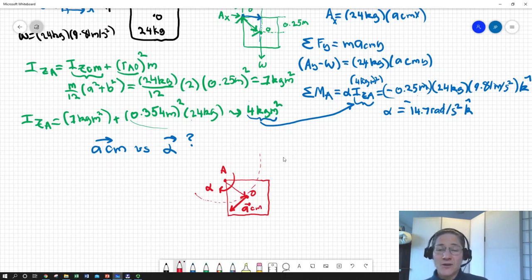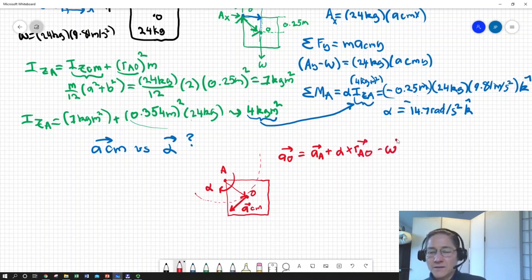Now if we're going to write out our full expression, let's just do this for practice since we've done this before. Let's take a little walk back in time to kinematics, and of course it's still valid. So, alpha cross R from A to O minus omega squared R AO. This is a rigid body. This is the expression relating the acceleration of any 2 points on any rigid body. We've got 2 points on it, so this applies. We know this.